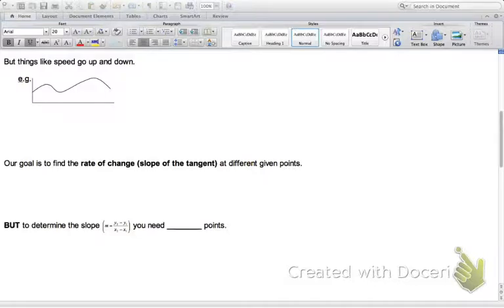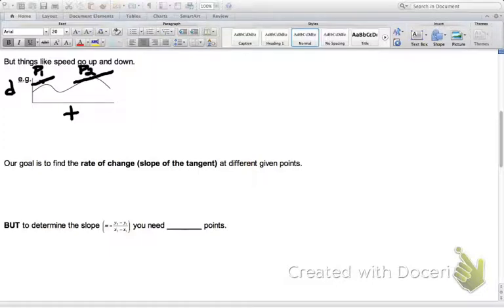But things like speed go up and down, just like when riding a bike. You're going up and down the hills. So if we're going to look at this in terms of our distance and our time, we're going to look at the slope of a tangent. So say we're looking at this point on the graph. Let's call that P1. And let's look at a point over here on the graph. We'll call that one P2, and the slope of the tangent here as well.